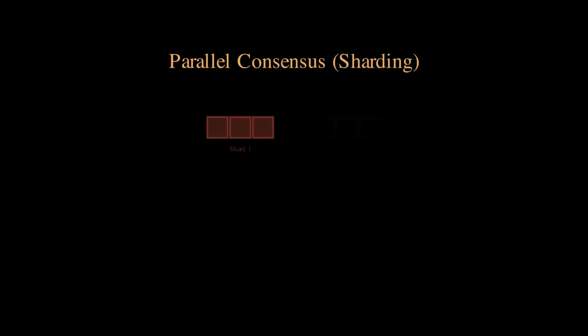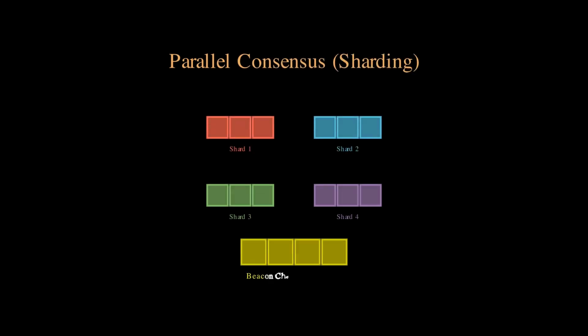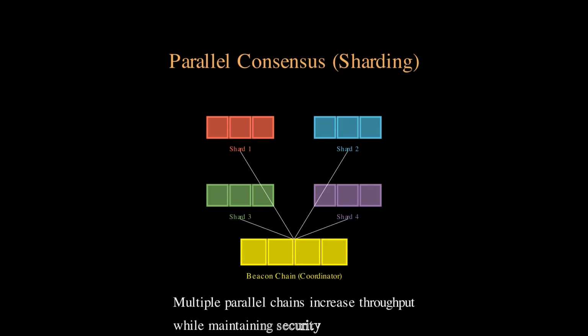And sharding. This is running multiple consensus processes in parallel to handle exponentially more transactions. Look at these four different colored shard chains, each processing transactions independently, all coordinated by the beacon chain below. It's like having multiple checkout lanes at the grocery store instead of just one. Multiple parallel chains dramatically increase throughput while maintaining security through sophisticated cross-shard communication protocols.